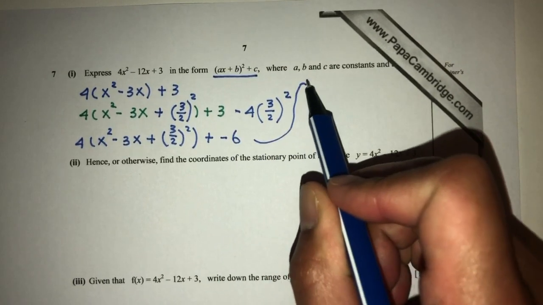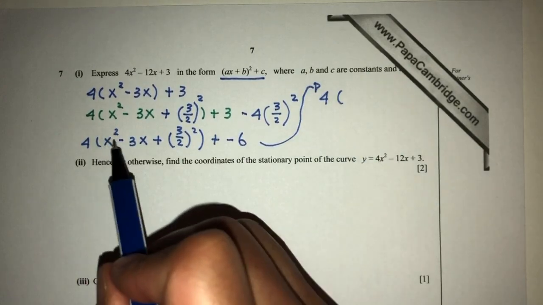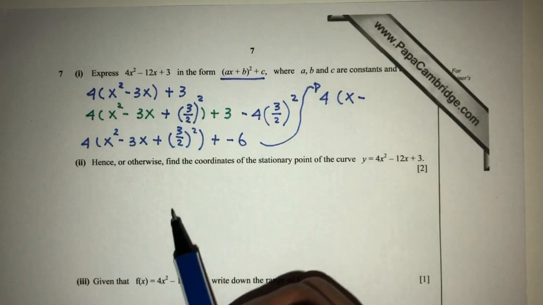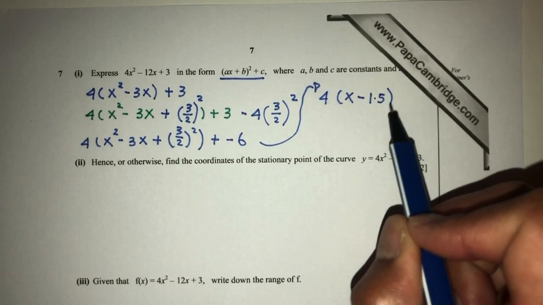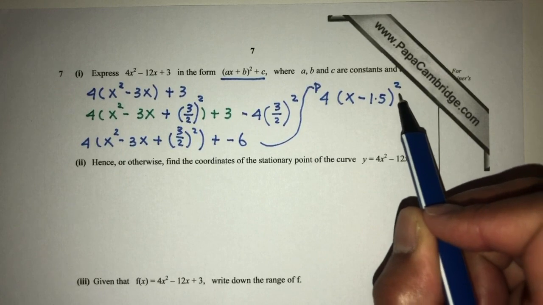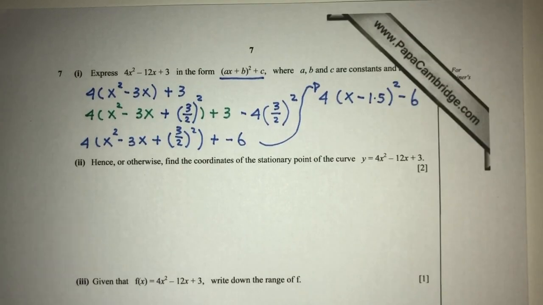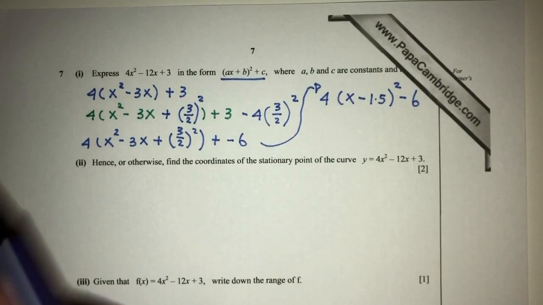Now if you try to factorize, you will have what? 4. X squared will become x. Here we have minus, that will be minus. And here we take the value inside, that will be 1.5. And that will be squared, minus 6. This will be the complete square form. But as you can see right now, it is in this form. So we can try to bring this in if you want to.